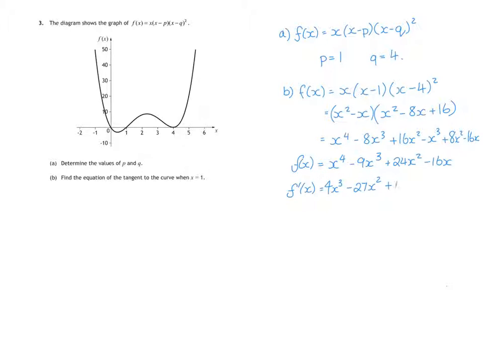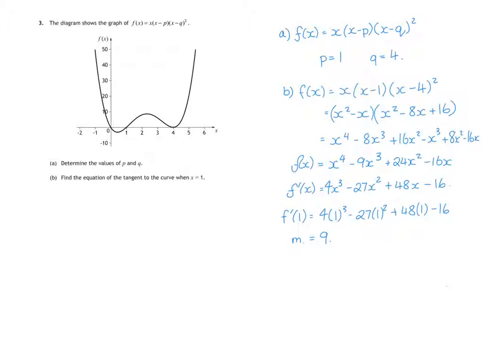And then we're going to have 48, and the x will become just an x, and then the next one, the negative 16x, the x will become x to the 0, which is just 1, so we get minus 16. So now, when x is 1, we need to find what f dash of x is, so it's f dash of 1. So we get 4 times 1 cubed minus 27 times 1 squared plus 48 times 1 minus 16. And when we do all that calculation using our calculator, we get that it's 9. So that's our gradient of that line.